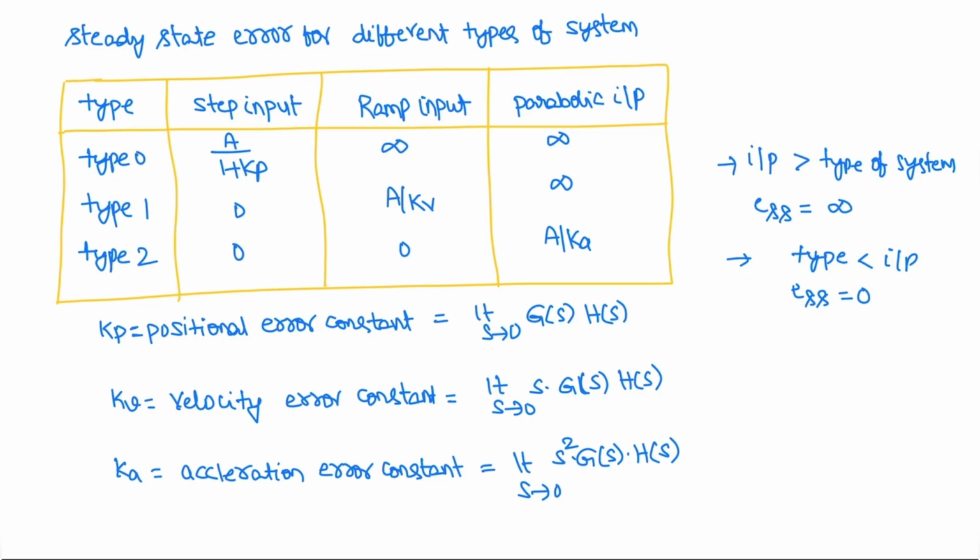So these are some important points related to the question. Here, step input is A by s, ramp input is A by s square, parabolic input is A by s cube. Next question.